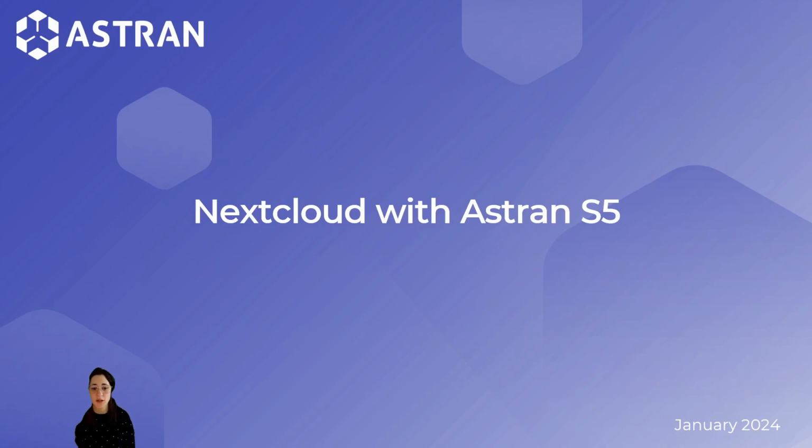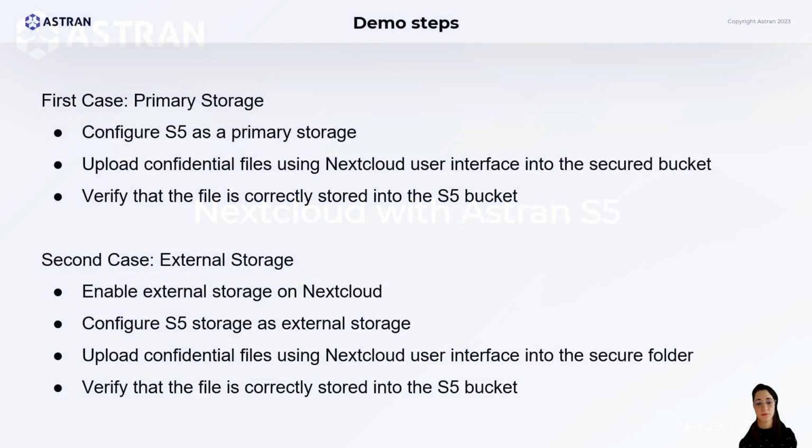In today's demonstration, I'll guide you through the configuration of S5 as a primary and secondary storage within NextCloud in order to ensure the security of your data stored on this support. Astran S5 is an Amazon S3 compatible API that provides resiliency, security, confidentiality, and compliance through simple API calls, eliminating the need for encryption keys.